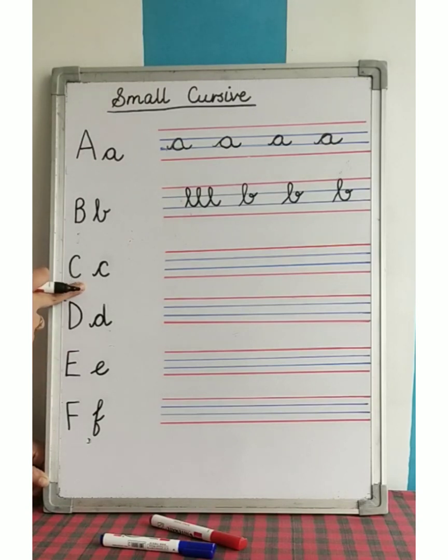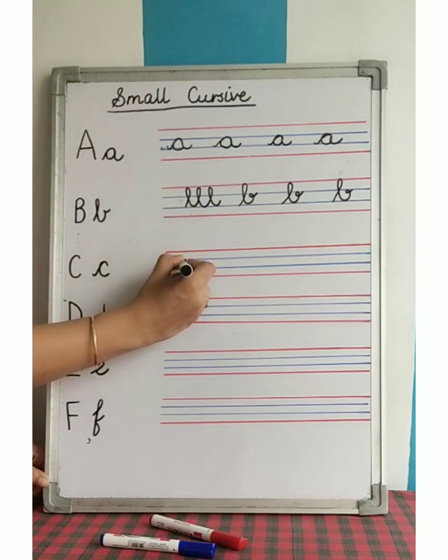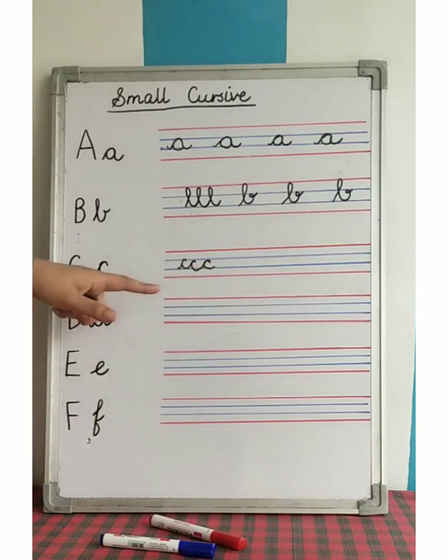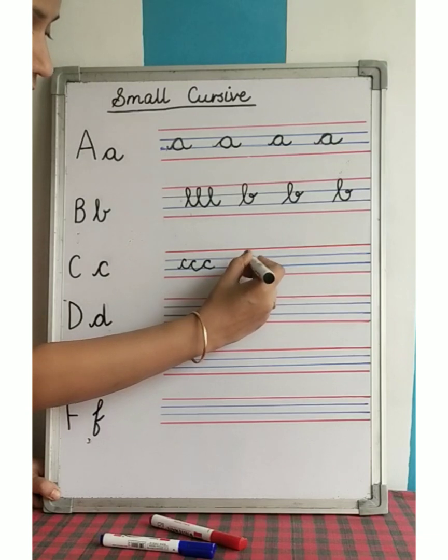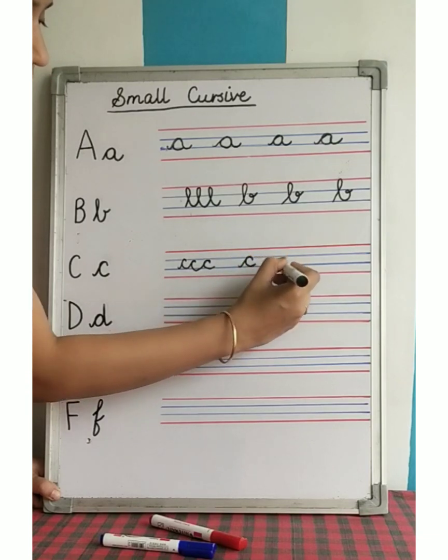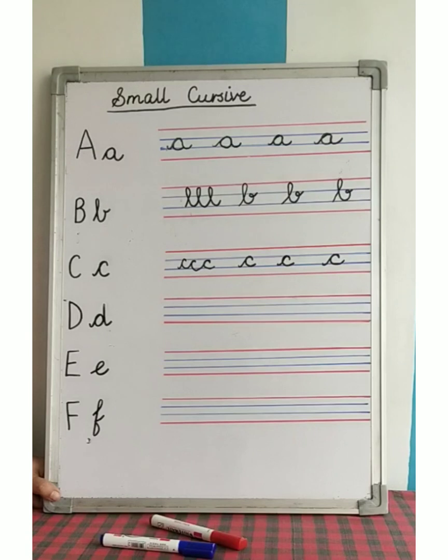Now the next is small cursive C. So students, small cursive C is again based on the pattern which was used for small cursive A and you have practiced it earlier also. Small cursive C is very easy. You just have to make the pattern once. It is based on curved line pattern with a tail.